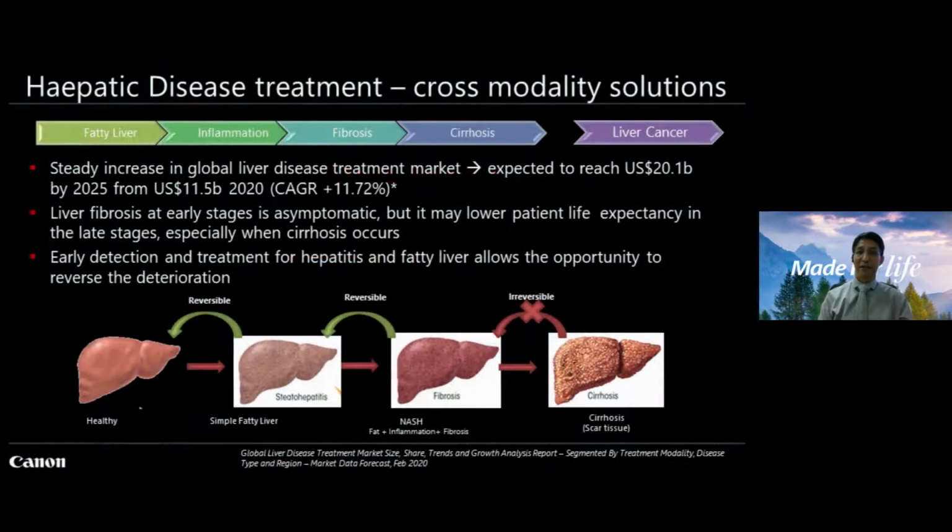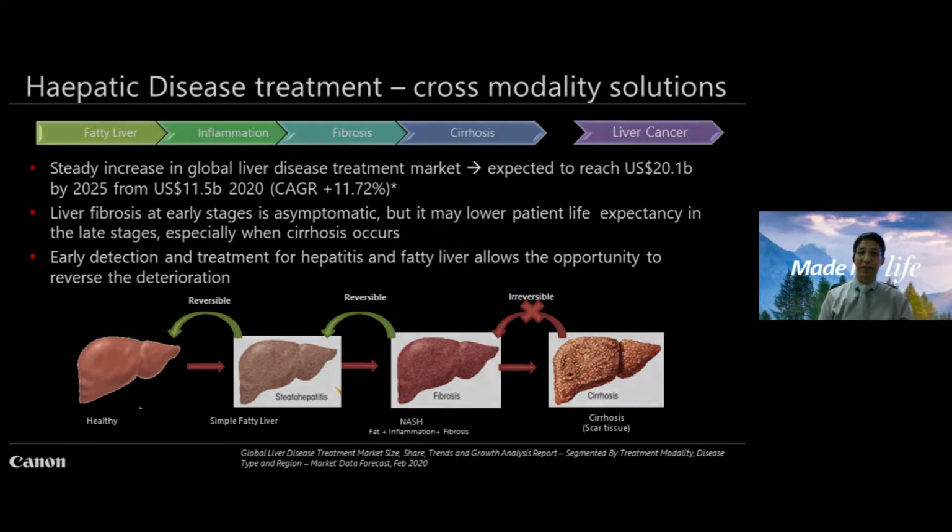So if we specifically look at hepatic disease treatment, about 700,000 people are diagnosed with liver cancer worldwide every year, as you saw from the beginning video prior to this session opening up. And it is the fourth most common cause of cancer death overall. There is a steady increase in the global liver disease treatment market by an astronomical 11% compound annual growth rate, and it is expected to reach $20.1 billion globally.